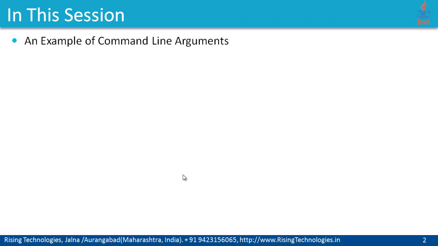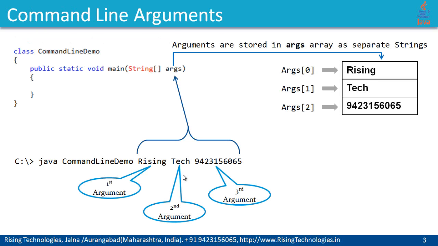In this session, we are going to have a look at a practical example of command line arguments. In our last session, we learned the mechanism of command line arguments. We have seen that we can supply some data to the main program while executing our program from the command line, and all this information gets stored within this args array as separate strings.